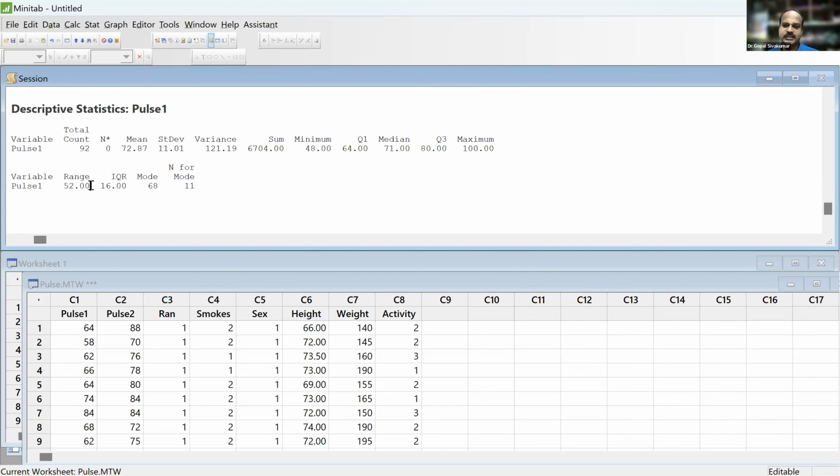If you find out the difference between Q3 and Q1, that is known as interquartile range. Okay. Q3 minus Q1 is IQR. But maximum minus minimum is range.